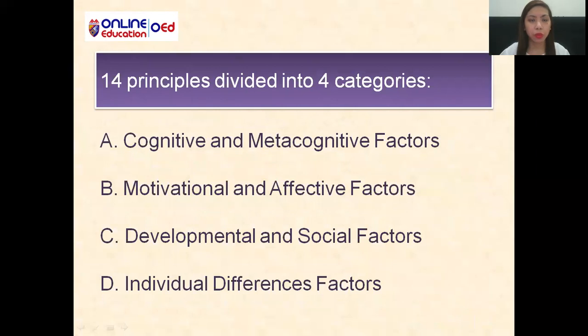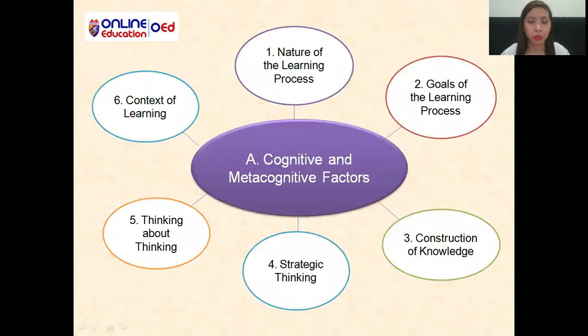The 14 principles are divided into 4 categories. We have the cognitive and metacognitive factors, the motivational and affective factors, developmental and social factors, and the individual differences factors. The first category, which is the cognitive and the metacognitive factors, has 6 principles under it. These are the nature of the learning process, goals of the learning process, construction of knowledge, strategic thinking, thinking about thinking, and the context of learning.